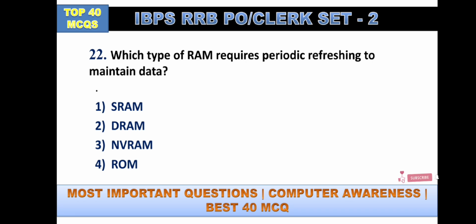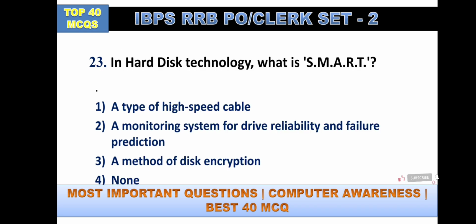Which type of RAM requires speedy refreshing to maintain data? So very easy question. For refreshing, we require dynamic RAM, okay, not static. So here answer will be option number 2, dynamic random access memory. So question number 23. In hard disk technology, what is SMART? See, SMART is one type of technology used for monitoring system for drive reliability and failure prediction. Okay. So answer number 2.